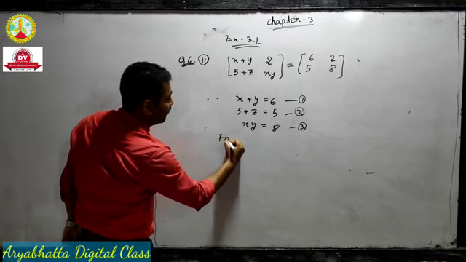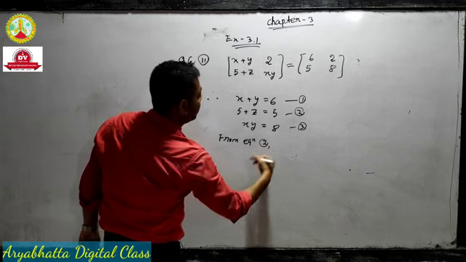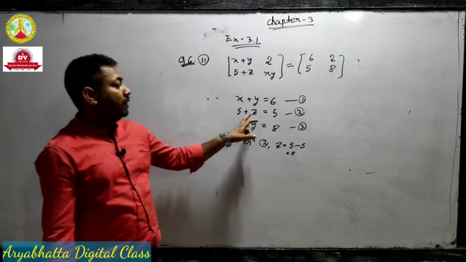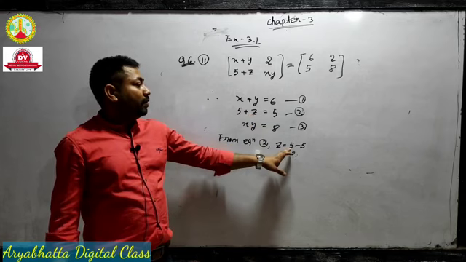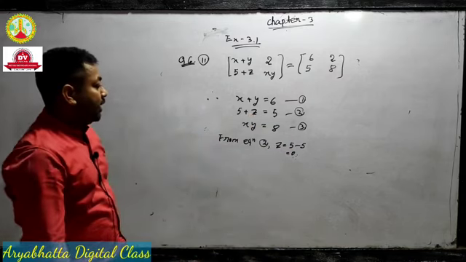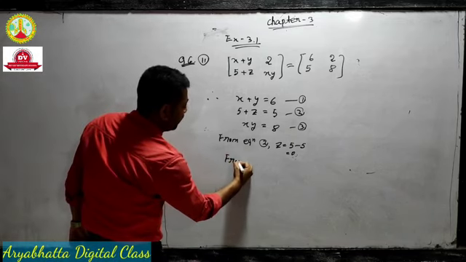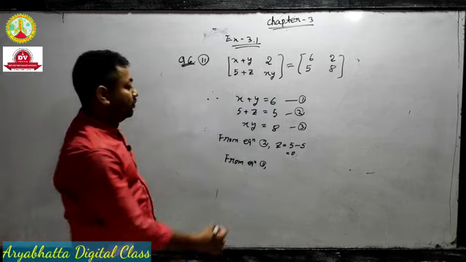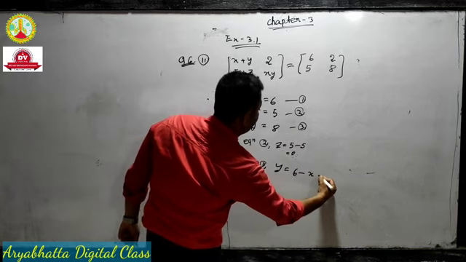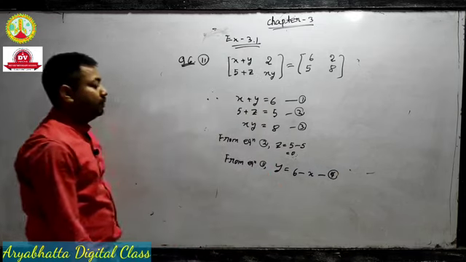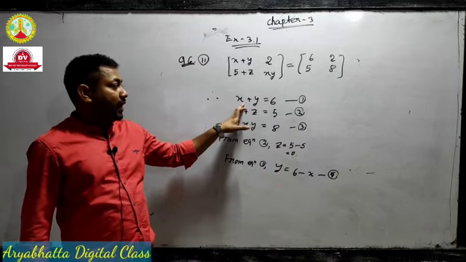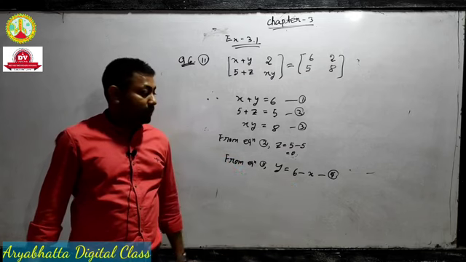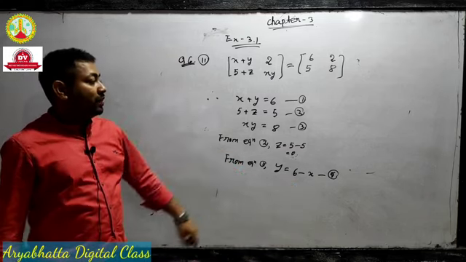From equation 2, z equal to 5 minus 5, therefore z equal to 0. Next, from equation 1, x plus y equal to 6, therefore y equal to 6 minus x. This is equation 4.